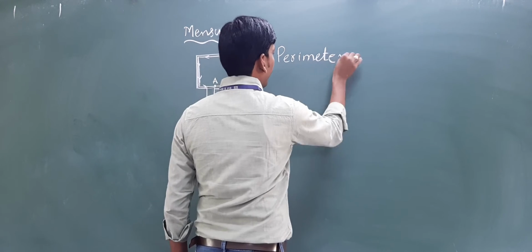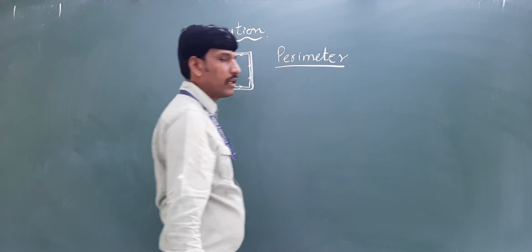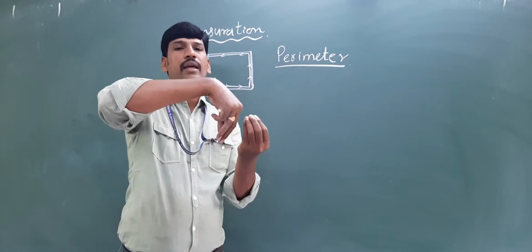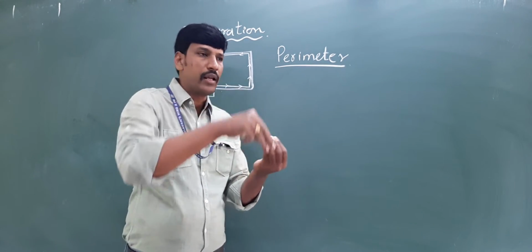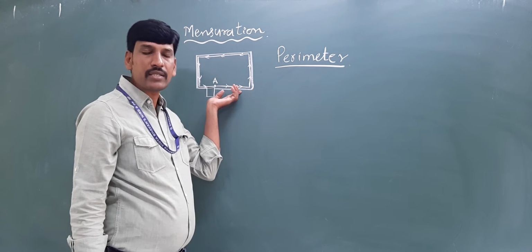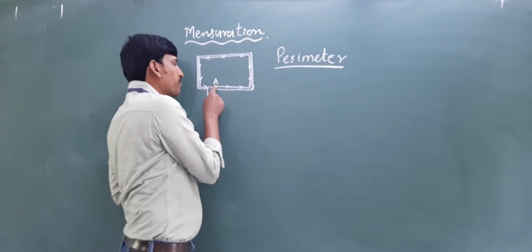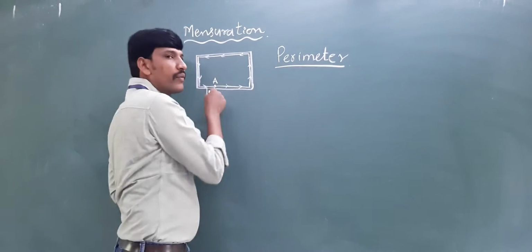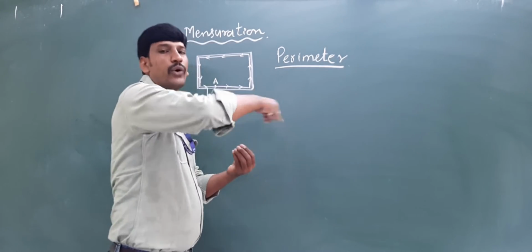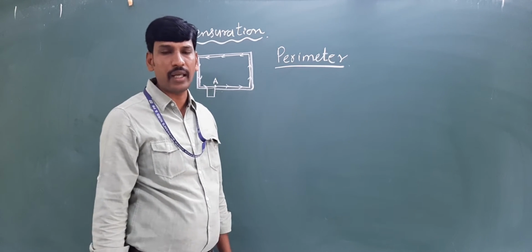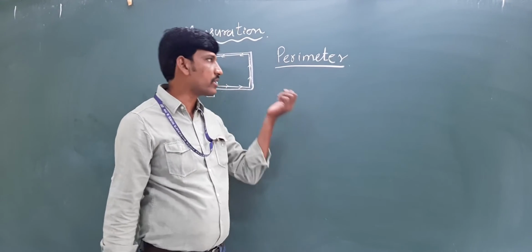Today our topic is perimeter. What is the perimeter? The distance covered by a person in a closed figure is called perimeter. The distance covered by a person from this point, the total distance along the total compound wall, that is called perimeter. I hope you understood what a perimeter is.